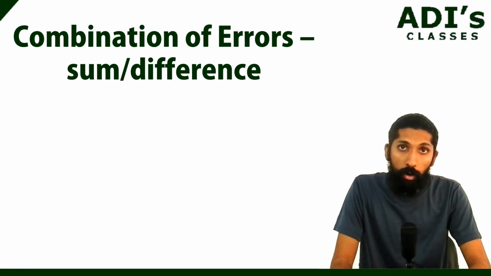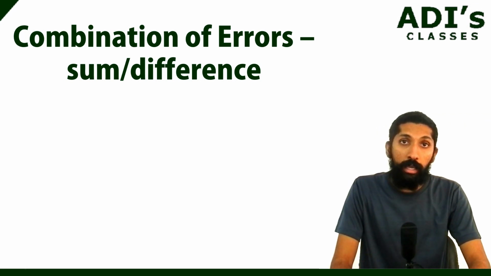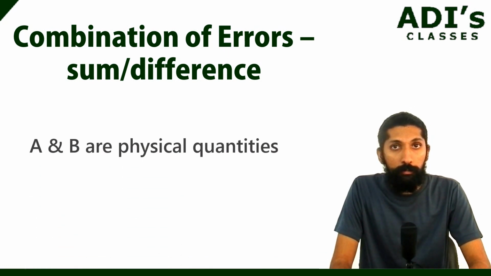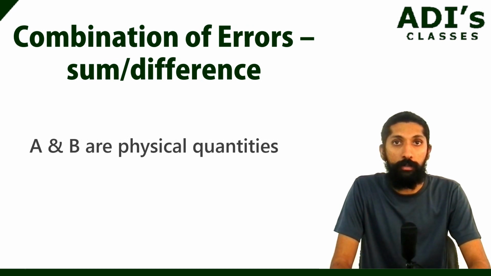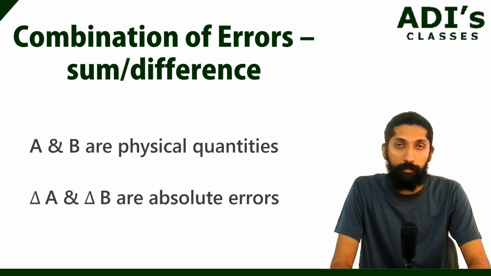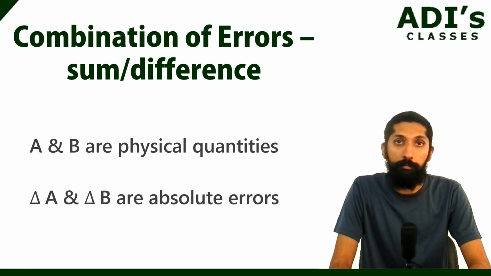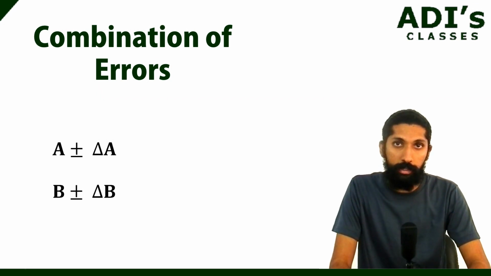Alright? Now first look at addition and subtraction. Okay, this is the first combination of error. That means we are looking at error when there is sum or difference of the physical quantities. Now let's consider that A and B are physical quantities. Now sum of them will become A plus B, isn't it? Now let's say there is an absolute error of delta A and delta B. Now what will you get? You will get A plus or minus delta A, B plus or minus delta B. This is going to be the error in A and B, correct?